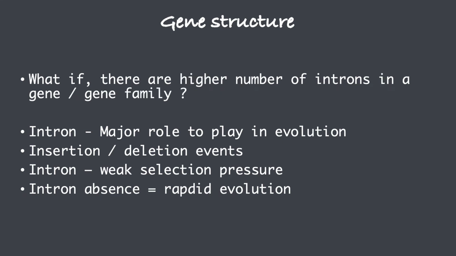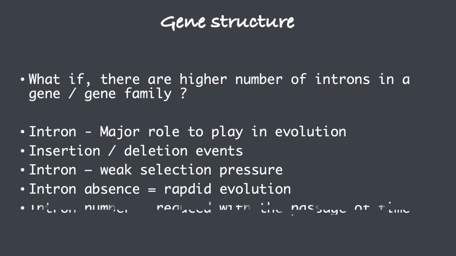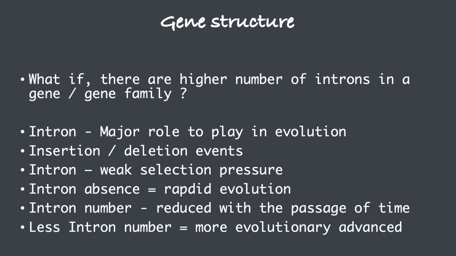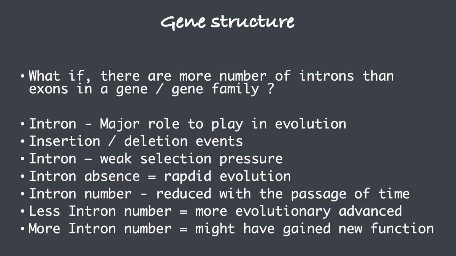Furthermore, the introns present early in a gene family's evolution were reduced over time, resulting in gene families with fewer or no introns. Those gene families which have fewer introns are considered to be evolutionarily advanced, while gene families with a larger number of introns are thought to have gained new functions during evolution.